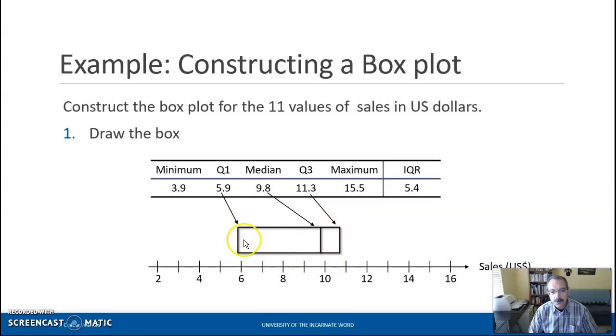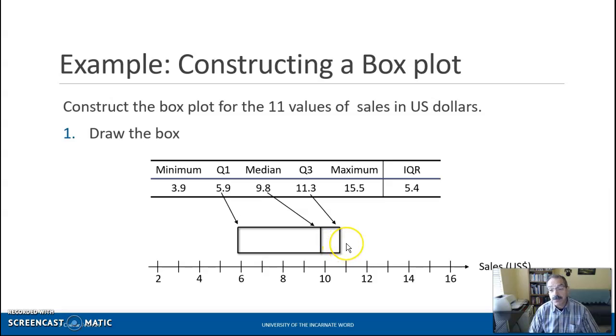So closing the box, then it just shows a distance from the first quartile to the third quartile. The height of the box is meaningless in this case. It's just the way this graph was designed. Then we find the median, and the median is 9.8, which is right here, and we draw a vertical line here. So that's the box itself, and it displays the 3 quartiles: first quartile, the second quartile, and the third quartile.